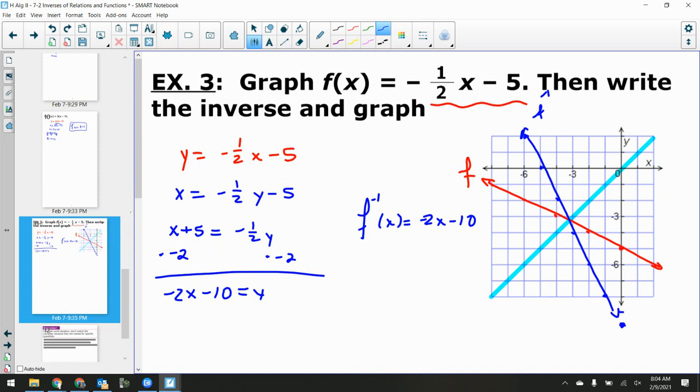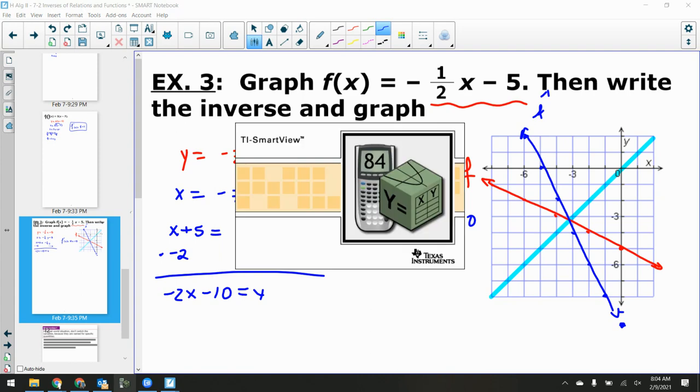Okay, this piece gets flopped over here. This piece gets flopped over there. Make sure you do all parts to this, right? I want to write the inverse and then graph. Graph the original, write the inverse, then graph the inverse. Make sure that it's a reflection of the line y equals x.